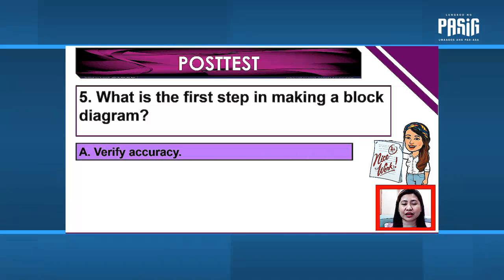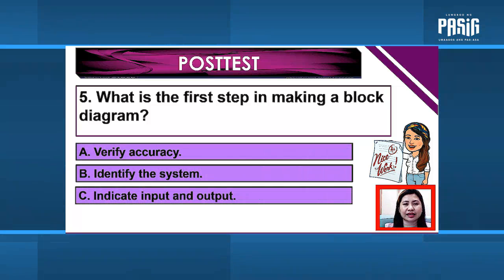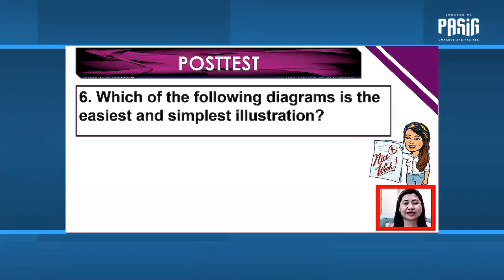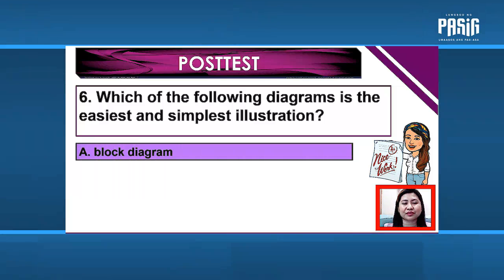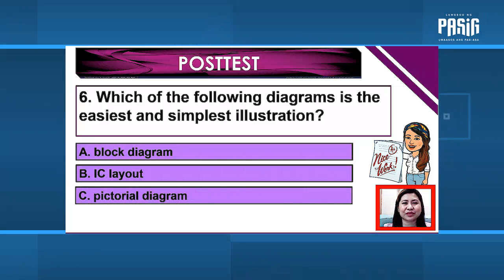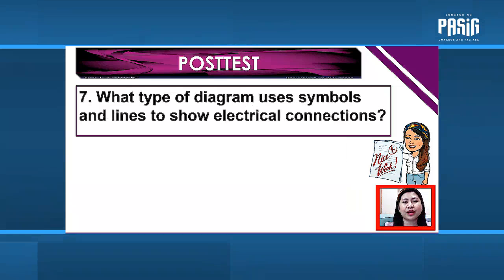A. Verify accuracy. B. Identify the system. C. Indicate input and output. Or D. Create and label the diagram. 6. Which of the following diagrams is the easiest and simplest illustration? A. Block diagram. B. IC layout. C. Pictorial diagram. Or D. A schematic diagram. What type of diagram uses symbols and lines to show electrical connections?